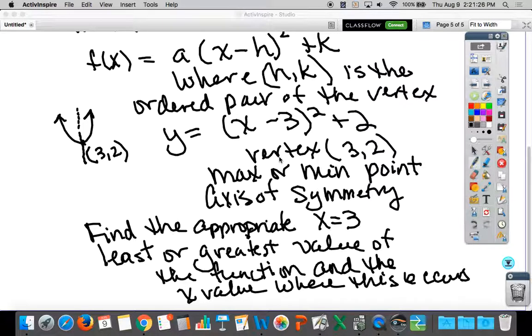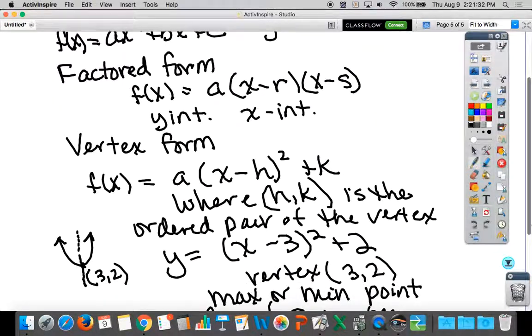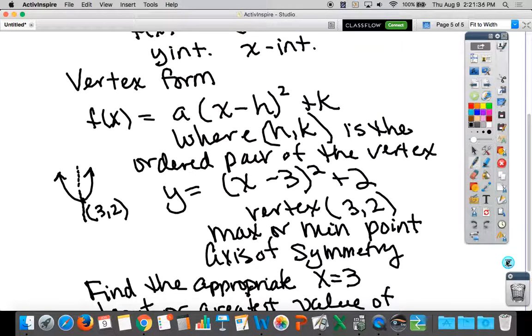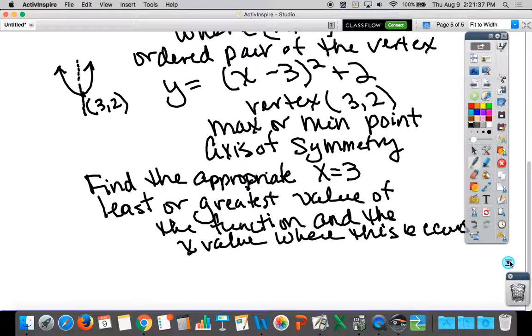All right, so here is the question, and they'll ask this question, and it's meant to be tricky, but it's not hard. It says find the appropriate least or greatest value of the function and the x value where this occurs. So I think this kind of messed me up as my little buzzer went off.